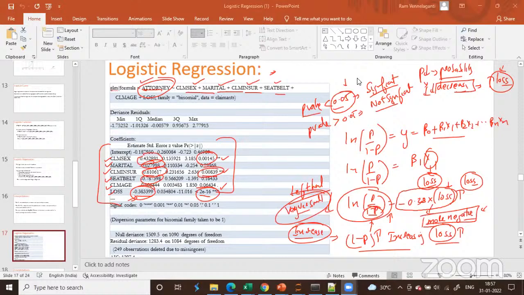So as your economic loss is going to increase, the probability of consulting a lawyer will also increase. 1 minus P value is going to increase and P value is going to decrease.